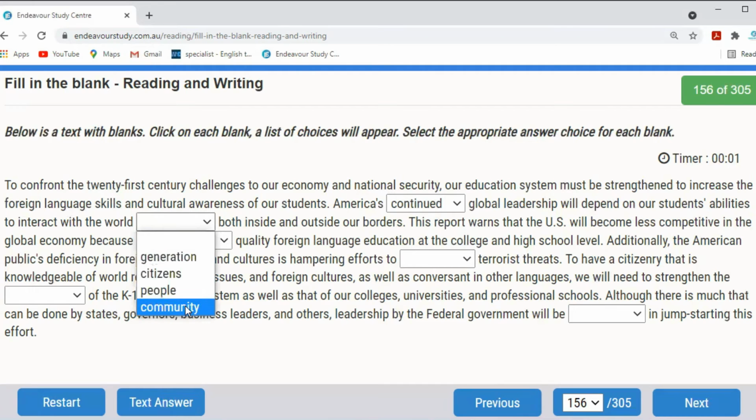World community. Okay? Not world generation, not world citizen, not world people. Community is the general term we use. Yes? All right, move on.